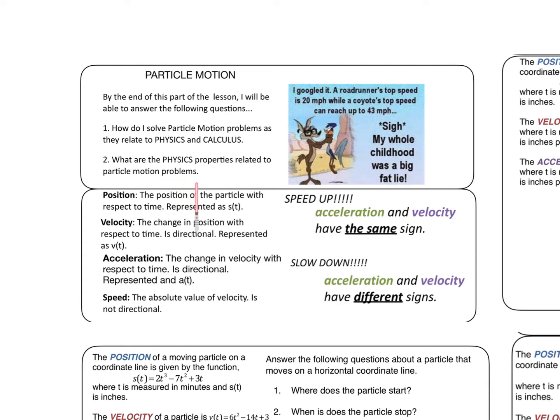There are four things that we're going to take a look at that are going to be really important moving forward. First of all, the position of a particular particle, which is going to be referred to as S of t, where it is position with respect to time. Velocity, the change in position with respect to time, it's directional, and it's represented as V of t. And the change in velocity with respect to time, which is also directional, is represented as A of t. And then speed is going to be the absolute value of velocity and is not directional.